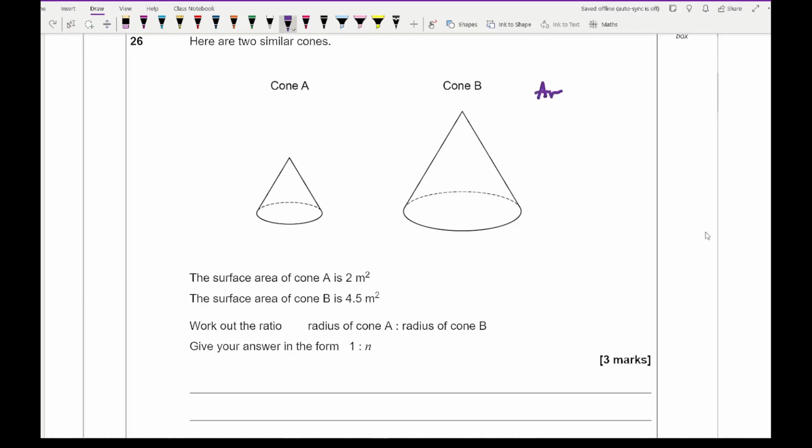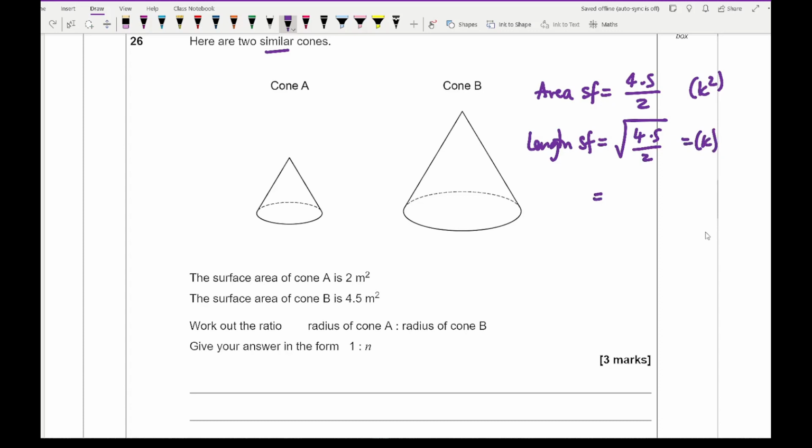So for this, as it mentions the word similar, we're looking at similar area and volume. The area scale factor is going to be 4.5 over 2, because those are the two bits of information that I know. And that's going to be the equivalent of k squared. Now the length scale factor, which is related to the radius, is therefore going to be the square root of 4.5 over 2, because the length scale factor is simply k. If I type that into my calculator, I work out that the length scale factor is 1.5. So if the radius of cone A was, let's say, 1, then the radius of cone B is going to be 1 times 1.5, so that's 1.5. And lo and behold, I've got my ratio in the format they wanted: 1 to 1.5.